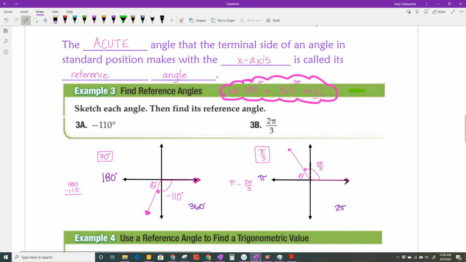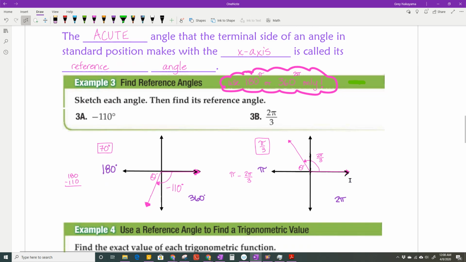Okay, now why is it so important? Because let me tell you what you can do with reference angles.